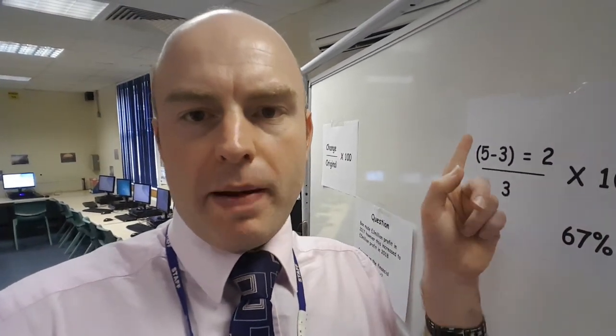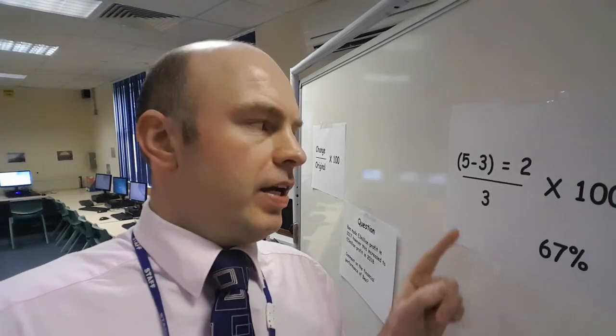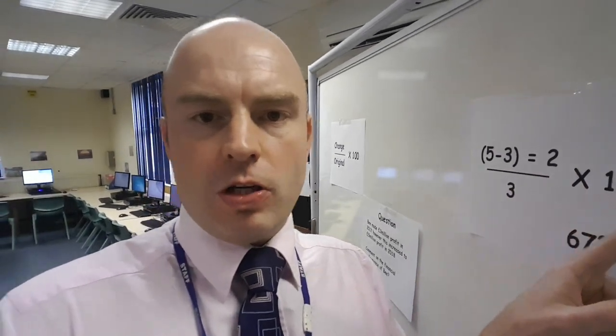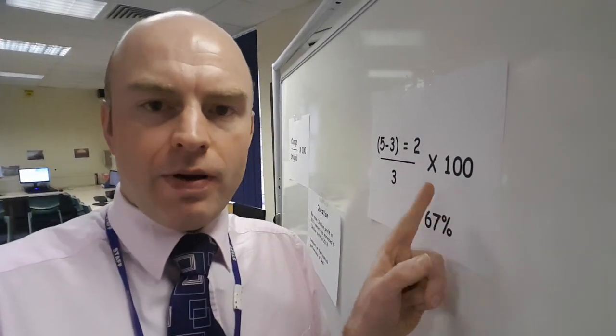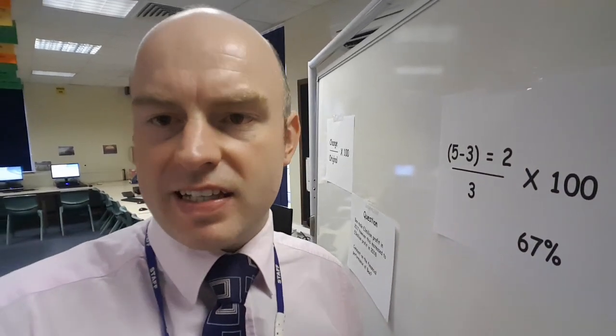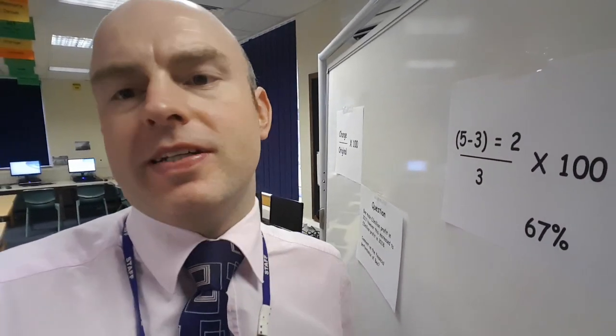2 over 3, look, I've done a bit in brackets for you first. 2 over 3 there. Times it by 100 because it's a percentage change. There we go. You can see the 100 there. Gives us 67%. And that would be a percentage change.